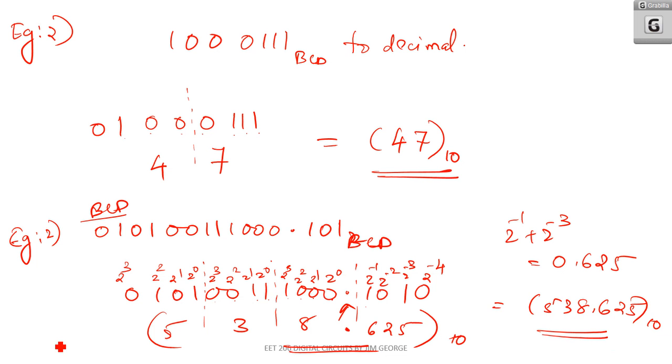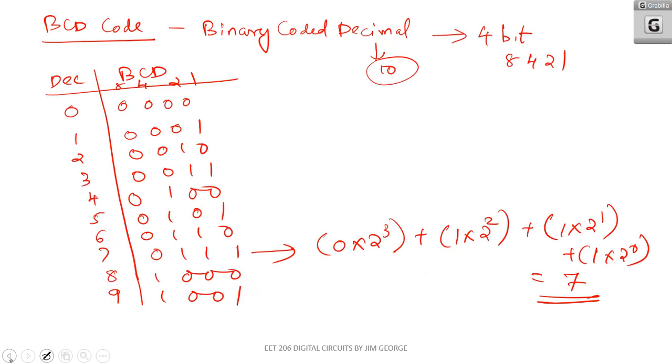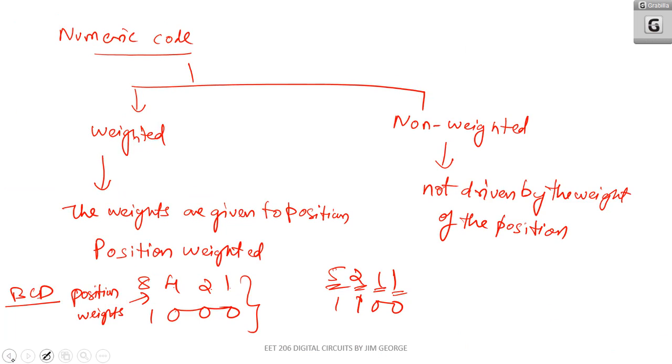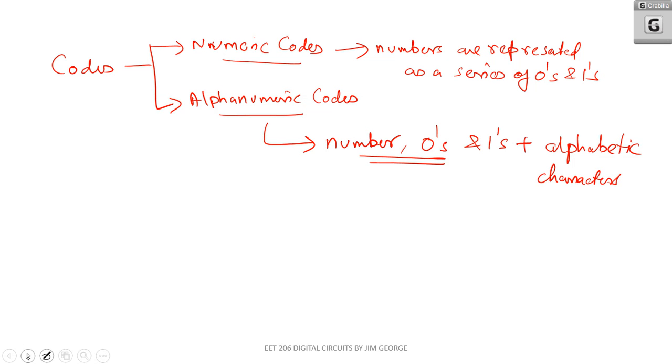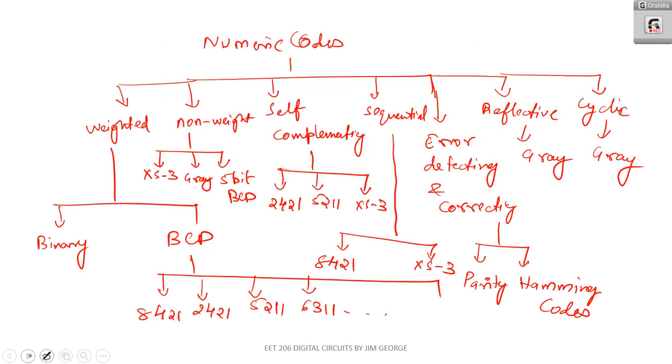Okay. Now with that I am ending the portion on binary coded decimals. In this lecture I started with what is a code, how codes are classified: numeric codes and alphanumeric codes. What is a numeric code? The numbers which are represented as a series of zeros and ones. What is an alphanumeric code? Along with the zeros and ones you have alphabets. That is known as alphanumeric codes.